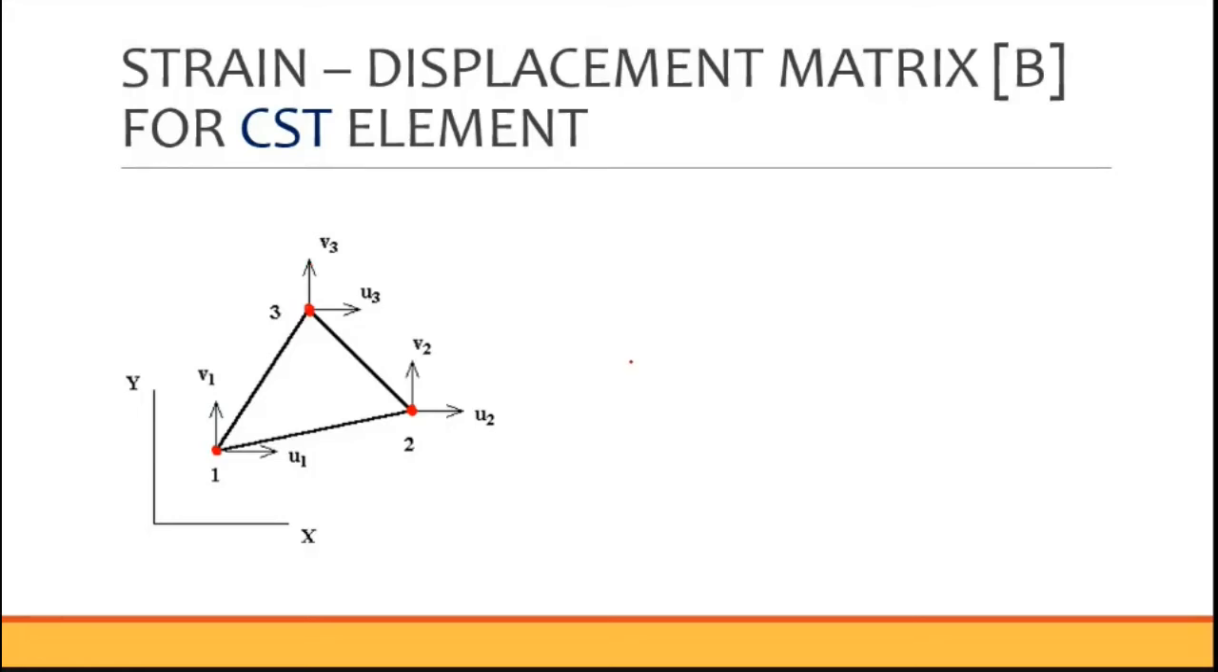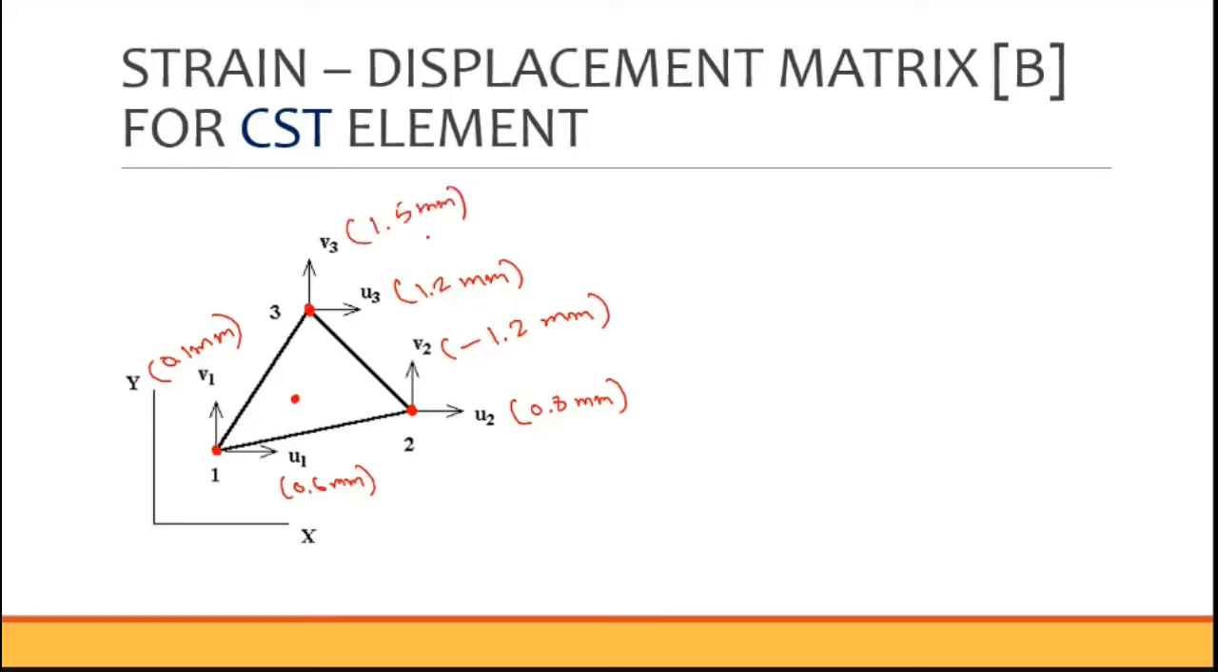The purpose of this interpolation function is, if I want to identify the displacement at a point, assume that you have some displacements, right? Let me assume U1 is displaced 0.6 mm, U2 is displaced 0.8 mm, U3 is displaced 1.2 mm. Similarly, V1 is displaced around 0.1 mm, and the others are some values, like minus 1.3, 1.2 mm, and 1.5 mm, something like this.